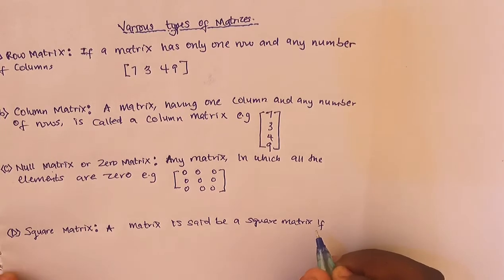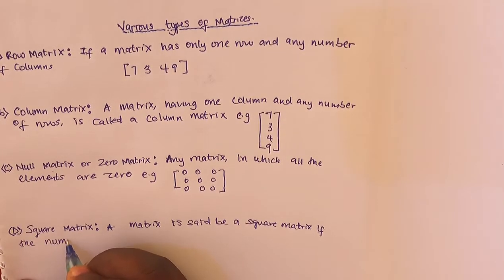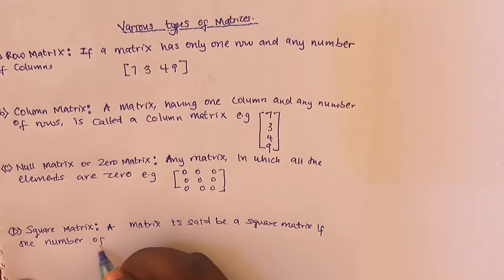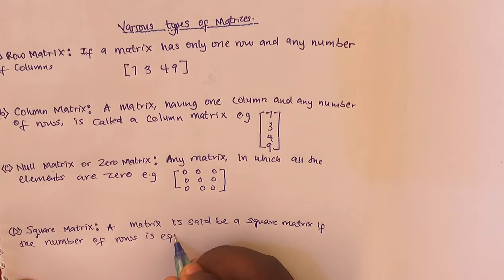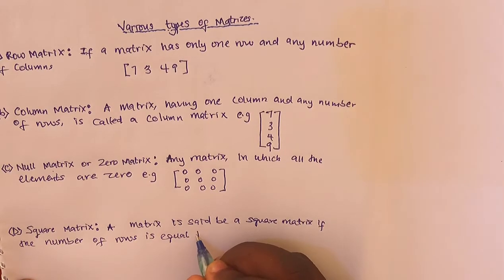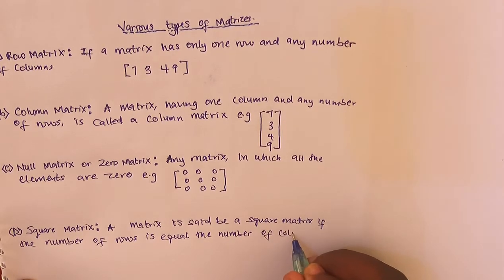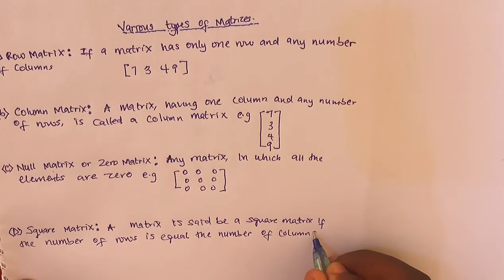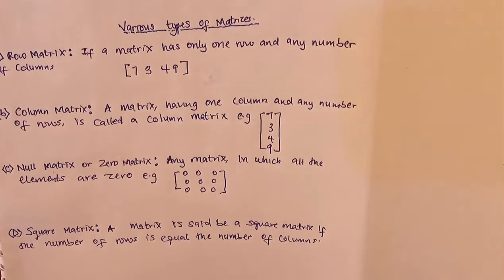if and only if the number of rows is equal to the number of columns. Can you see it? So a square matrix is just a type of matrix in which the number of rows is also the same as the number of columns.